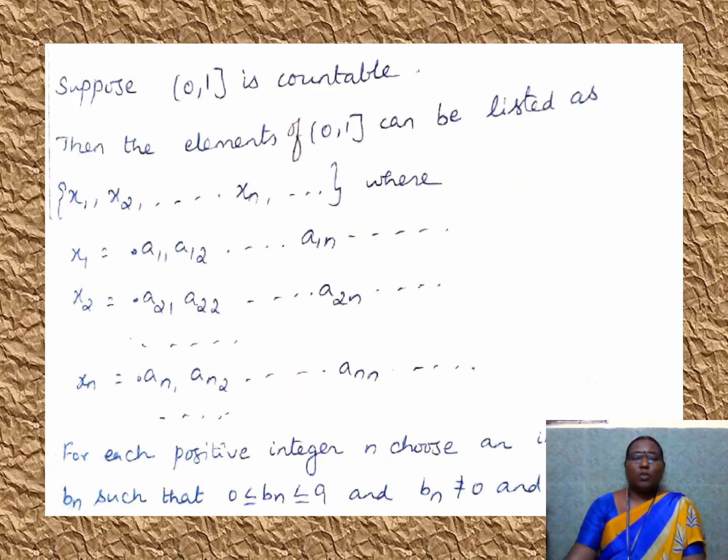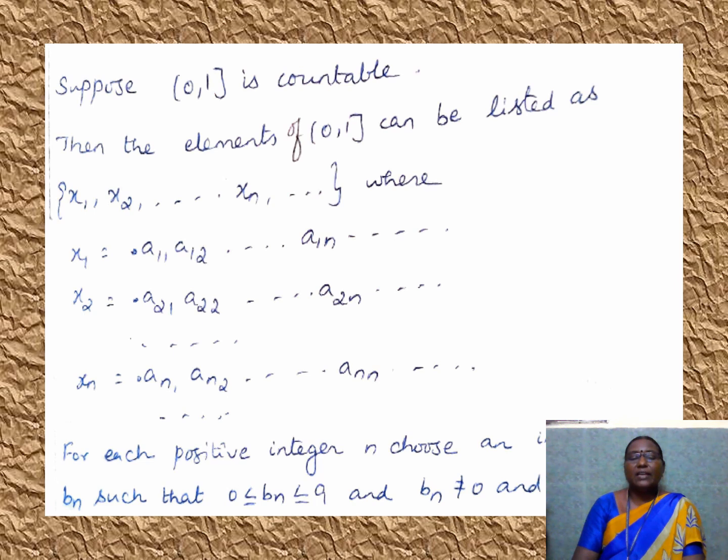Suppose I assume the interval (0, 1] is countable. We are going to prove this is uncountable, but we assume the contrary, that (0, 1] is countable, and we have to arrive at a contradiction. Since I have assumed that (0, 1] is countable, I can say that (0, 1] is countably infinite. So I can list the elements of (0, 1] as x1, x2, etc. Where is x1 from? This x1 is an element of (0, 1], so it is of the form 0.something. So x1 is 0.a11 a12 etc., and x2 is 0.a21 a22 etc.